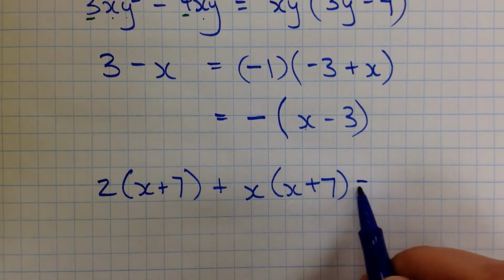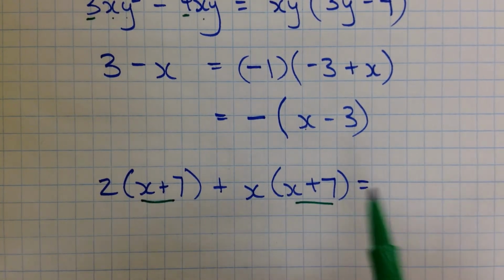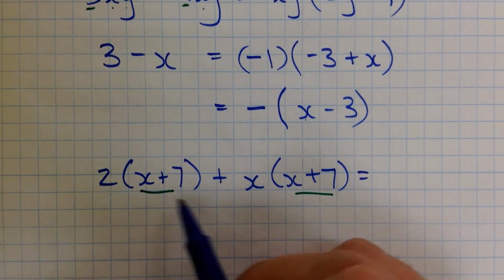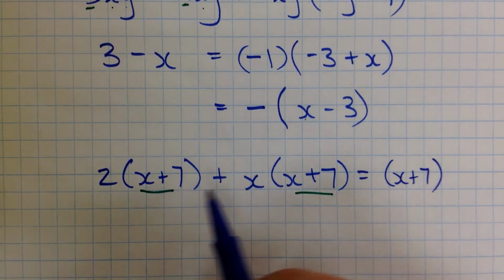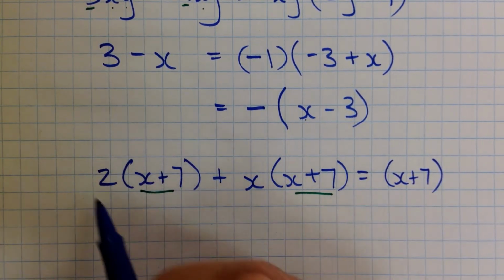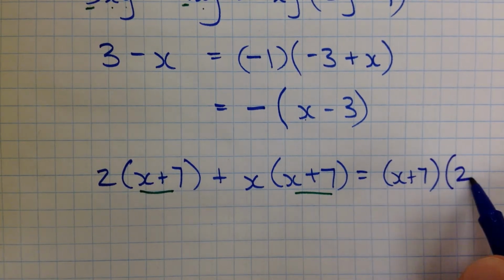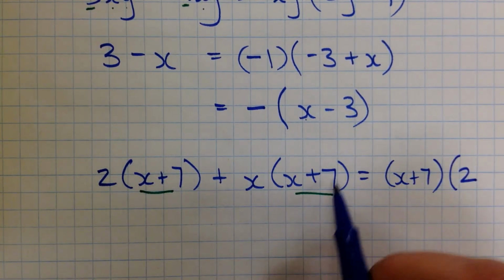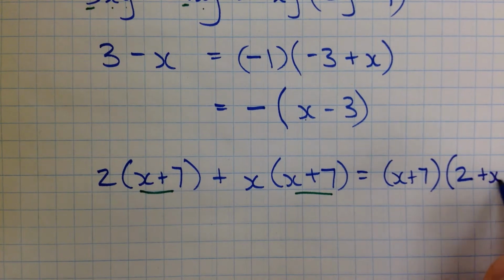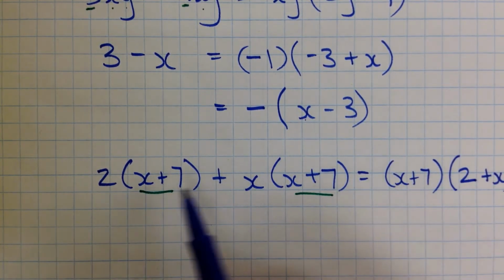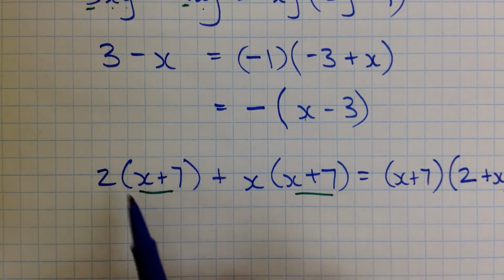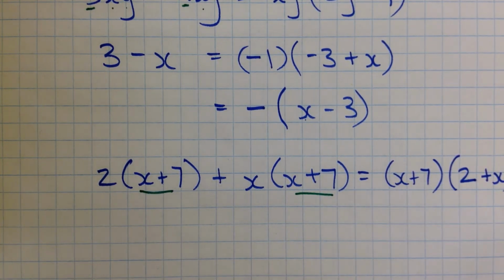There's a common factor of x plus 7 in both of those terms or these expressions. x plus 7 is common to both, so this whole thing divided by x plus 7 leaves me with just 2, and this whole thing divided by x plus 7 leaves me with just x. So there I've factored, using common factoring, this large expression into a product of two binomials.